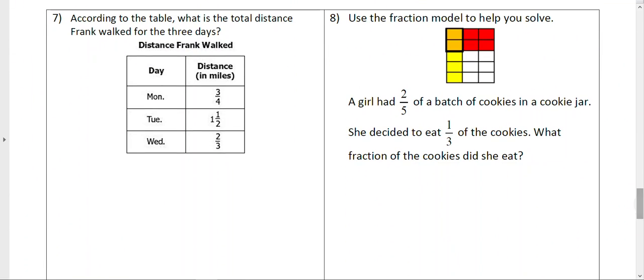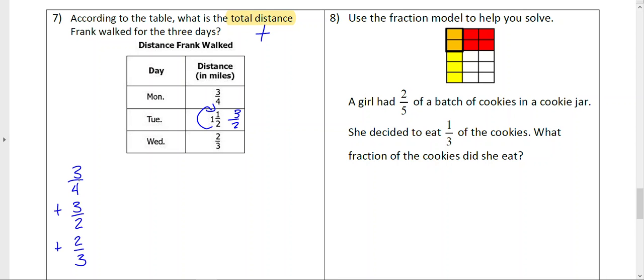For number 7, it says, according to the table, what is the total distance Frank walked for the 3 days? So it's looking for total distance, and total distance tells me it's going to be an addition problem. So I'm going to look at my fractions and make sure everything is improper. If I turn this one improper, that becomes 3 over 2. Then I'm going to stack them all up: 3/4 plus 3 over 2 plus 2/3.